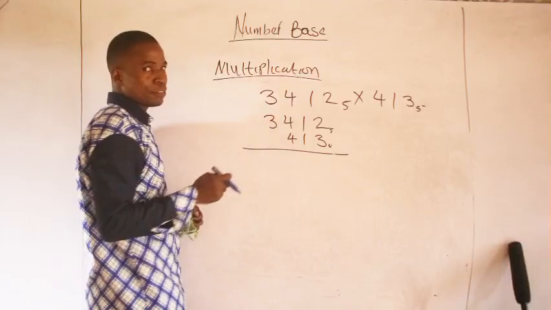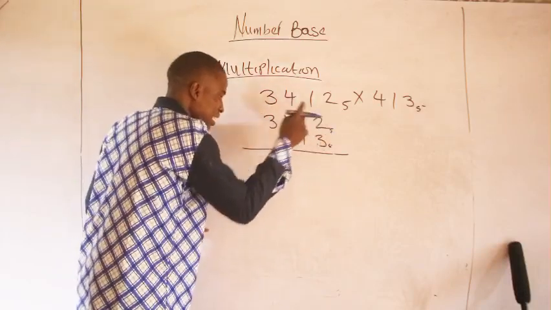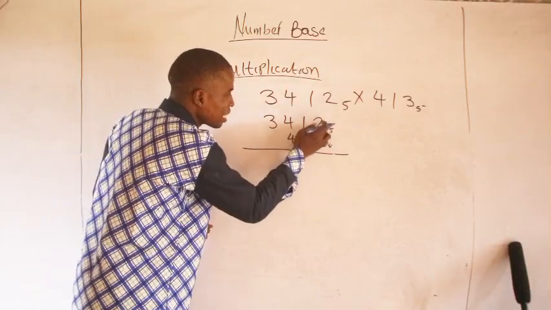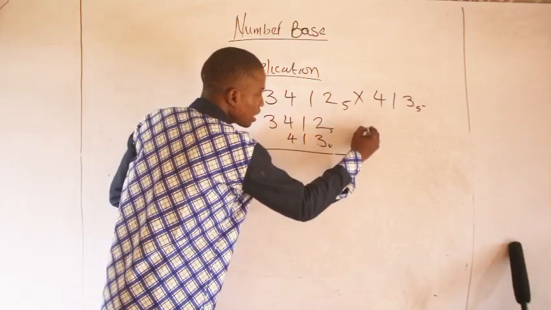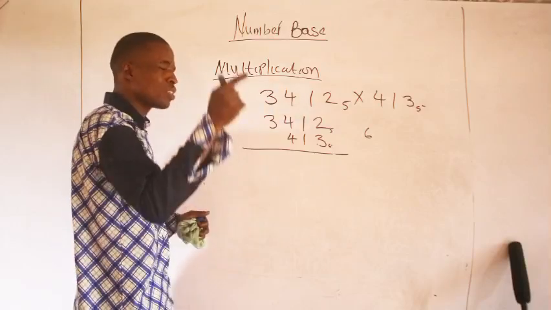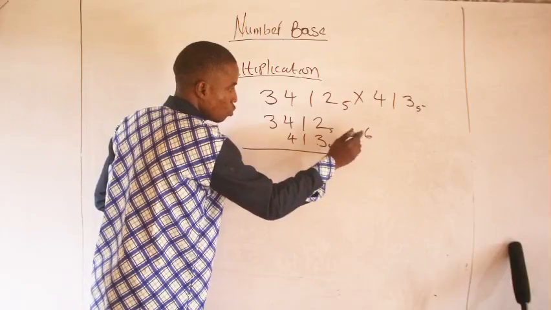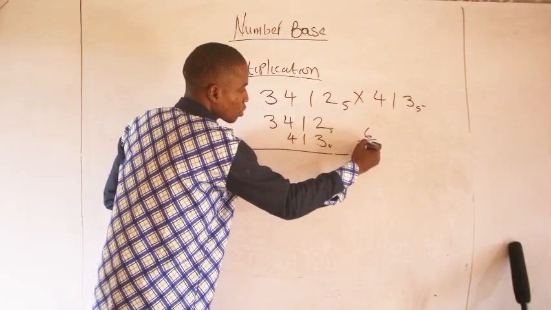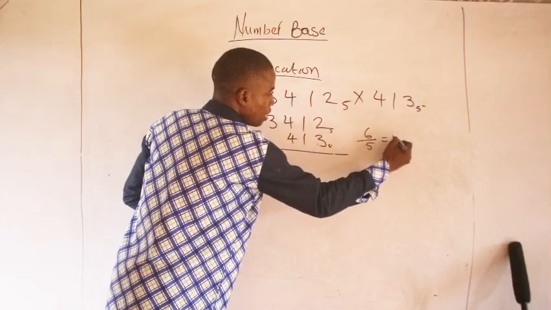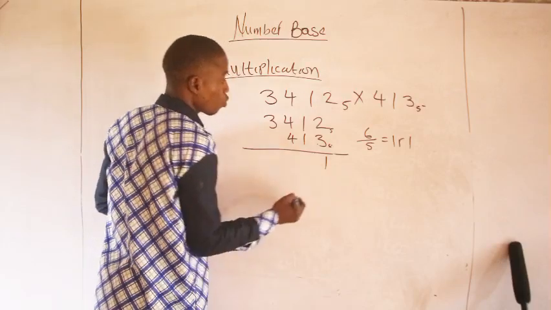Now this one times this. How can we do that? It is very simple as ABC. This one times this is 6. Any number, when you multiply it and it is up to the base, you must divide it by the base. 6 divided by 5 equals 1, remainder 1. You write the remainder 1.